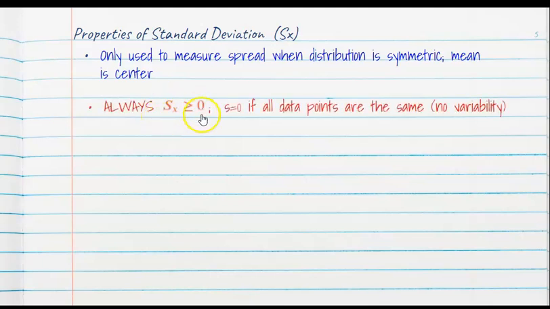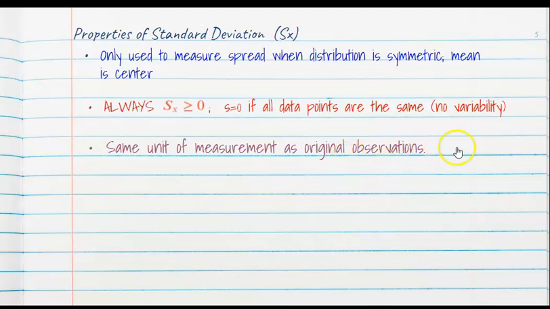It's always greater than 0. So if S is 0, if my standard deviation is 0, that means all the data points are exactly the same, or it means there's no variability. It carries the same unit of measurement as the original observations. So as grams of fat in sandwiches or points per game.